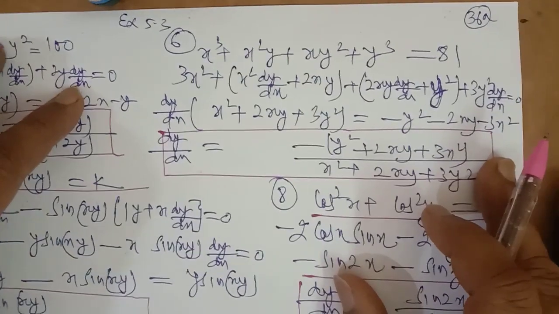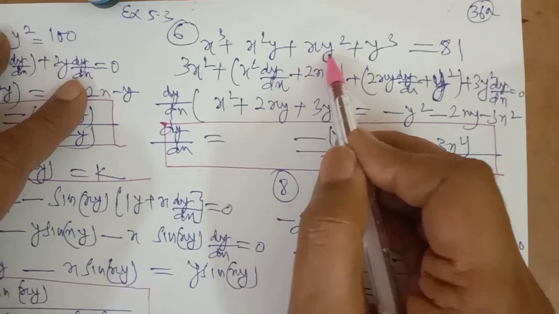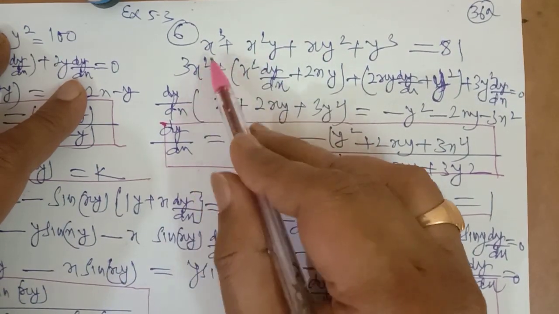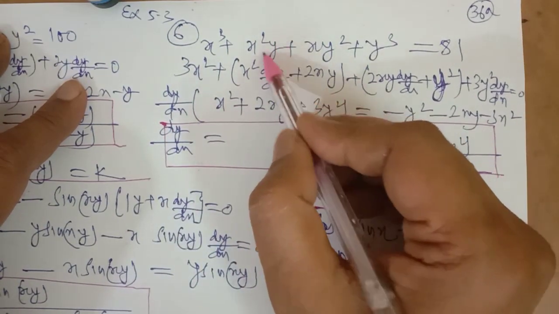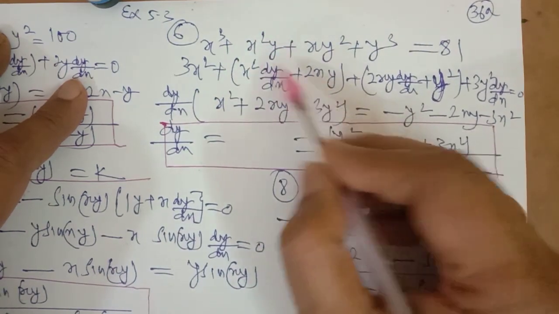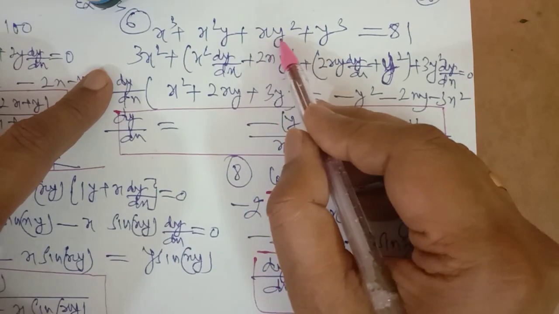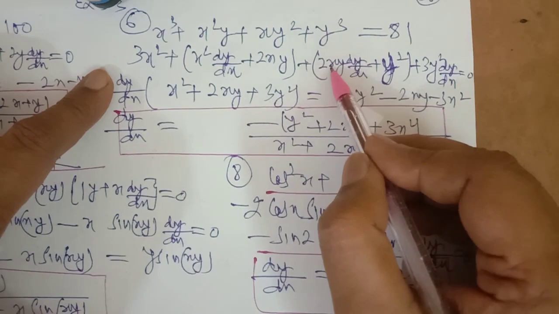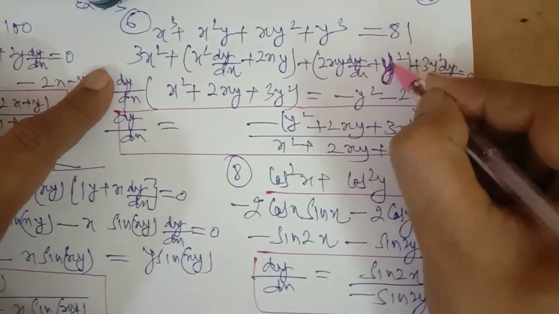Similarly, again this is an implicit function. How many terms do we have? 1, 2, 3, 4. We have to use the product rule in these two terms. Now the derivative of 3x cube is 9x square, and you use the product rule here. First differentiate x square, which is 2x, and y as it is, and this is the product rule. Similarly here, differentiate y square, which is 2y, d by dx we have to put here, and x as it is, plus the derivative of x, which is 1, and y square.